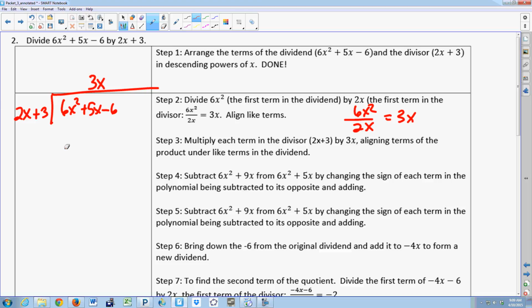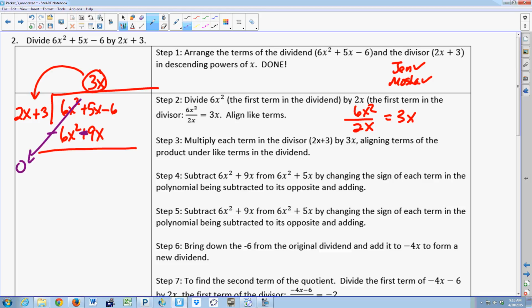So someone want to tell me what I would write underneath 6x plus 5x minus 6? You take this and you multiply it by your divisor. Plus 9x. Okay, someone else want to tell me the next step? Make them subtraction. So I put a subtraction there and a subtraction there. Okay, this goes to 0, and now what do I write? Negative 4x. Then you bring down your minus 6.